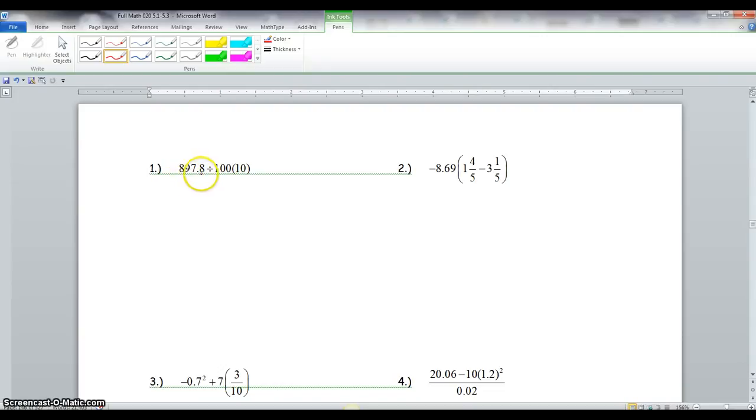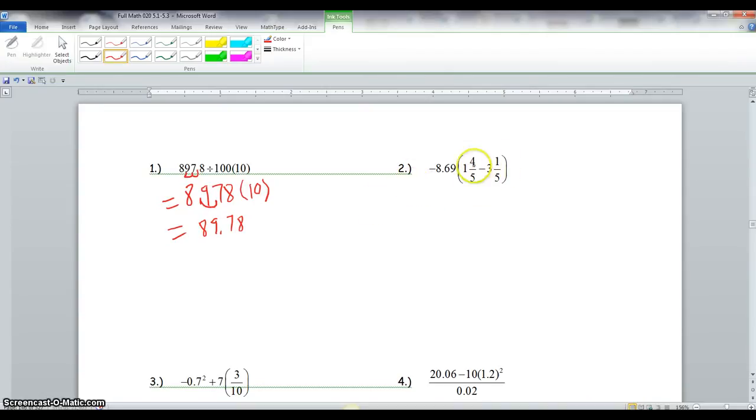We have 897.8 divided by 100. This 100 is a power of 10. So what we will have to do is move this decimal 2 places to the left. And we'll have 8.978. And then now it'll be times 10. So we have 8.978 times 10. This is a power of 10, but this is multiplication. So we'll move this decimal 1 place to the right. So it'll be 89.78.